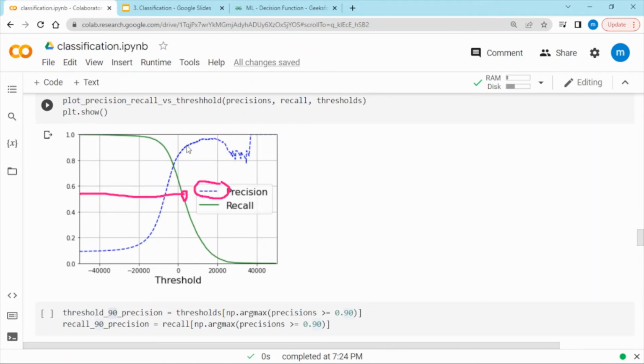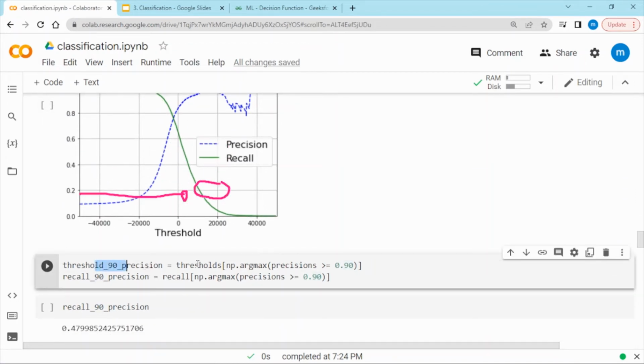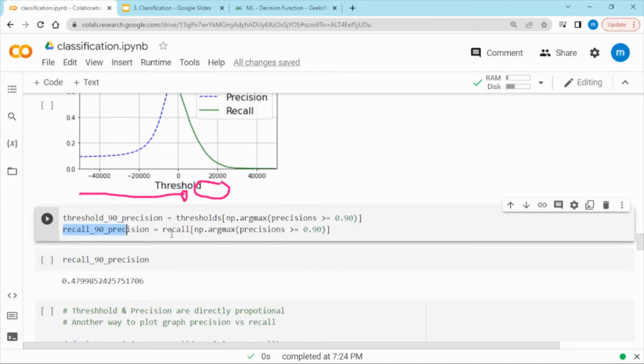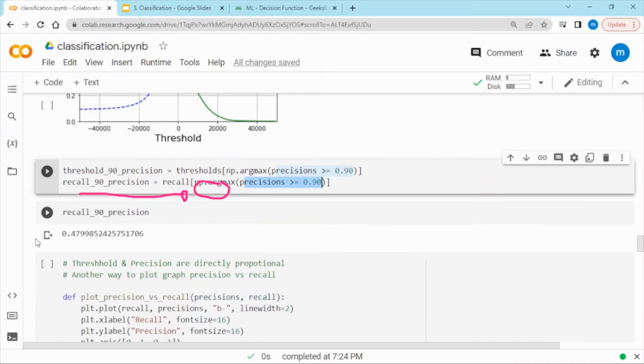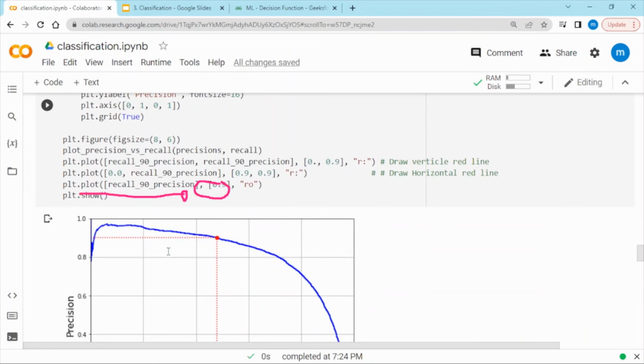So wherever the precision curve is getting bumpier, slightly below that, you can choose a threshold value, and you can calculate the recall at 90 percent precision. To do that, you just have to use np.argmax for precision greater than or equal to 0.90. This way you can calculate the recall for that. So this is called precision versus recall.